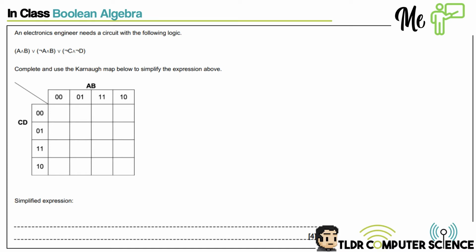So we're doing A and B. So this is where A and B are true. And we'll see that where? In the third column across. Yeah, going across. So it's everywhere where A and B is 1. So we'll go 1, 1, 1, 1.